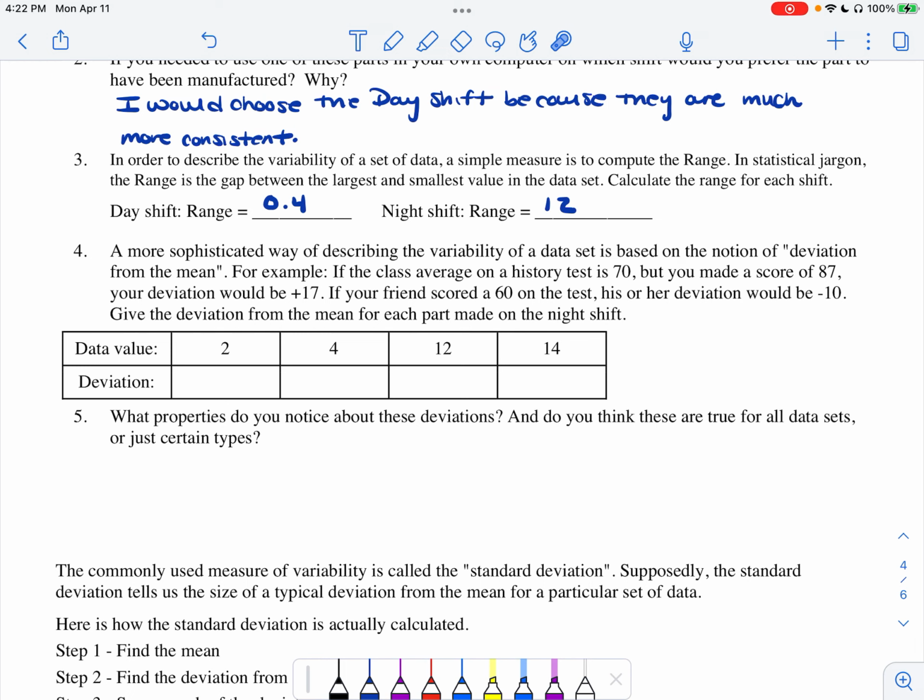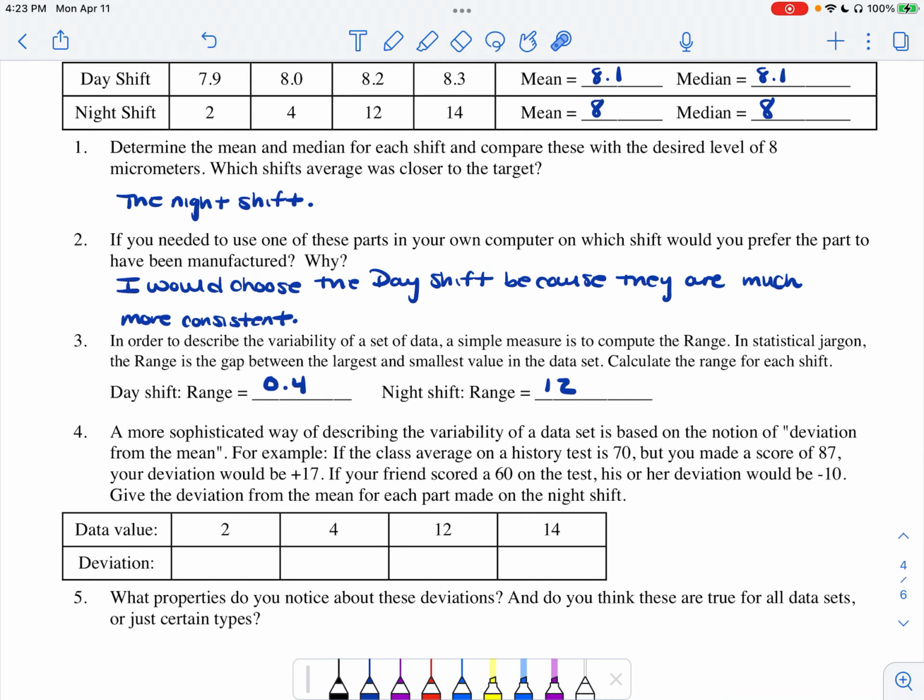If your friend scored a 60 on the test, then their deviation would be a negative 10 because they're 10 points below the mean. Okay, we want to give the deviation from the mean for each part made on the night shift. Okay, so remember for our night shift, the mean was 8. Right, so if we look at each of these samples individually, the first one, a 2, is 6 below the mean, so that would be a negative 6. A 4 would be a negative 4, so that's 4 below the mean. A 12 would be a positive 4, so that's 4 above the mean. And then a 14 would be a positive 6 because that is 6 above the mean.